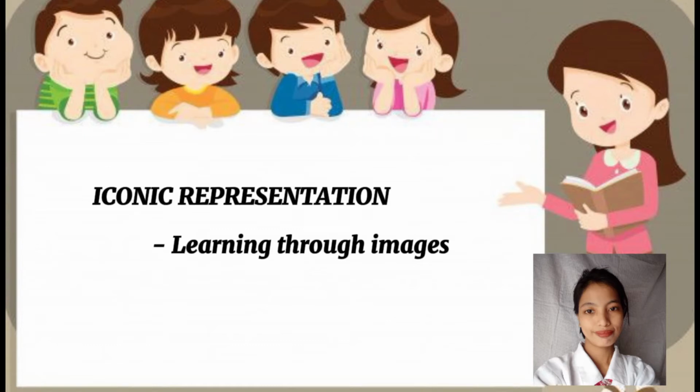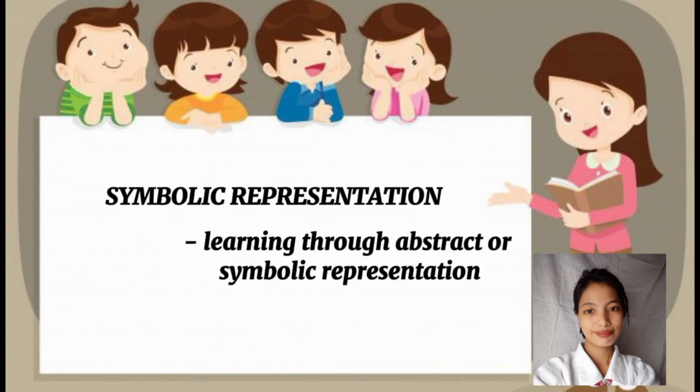The last type of representation is called symbolic representation. It is learning through abstract or symbolic representation. In this third stage of representation, the learner has developed the ability to think in abstract terms. This uses symbol systems to encode knowledge, and the most common symbol systems are language and mathematical notations.